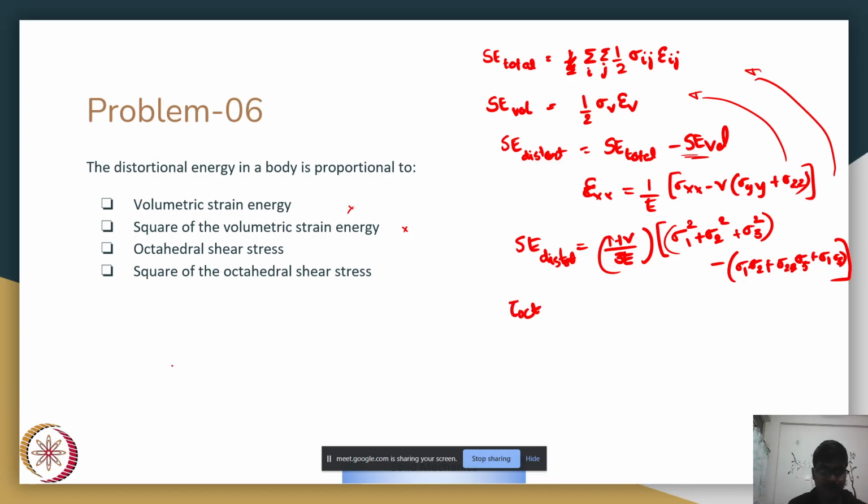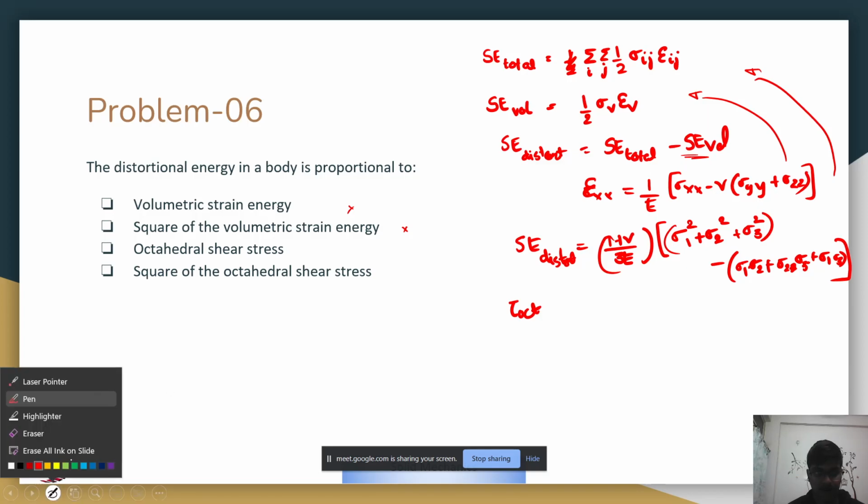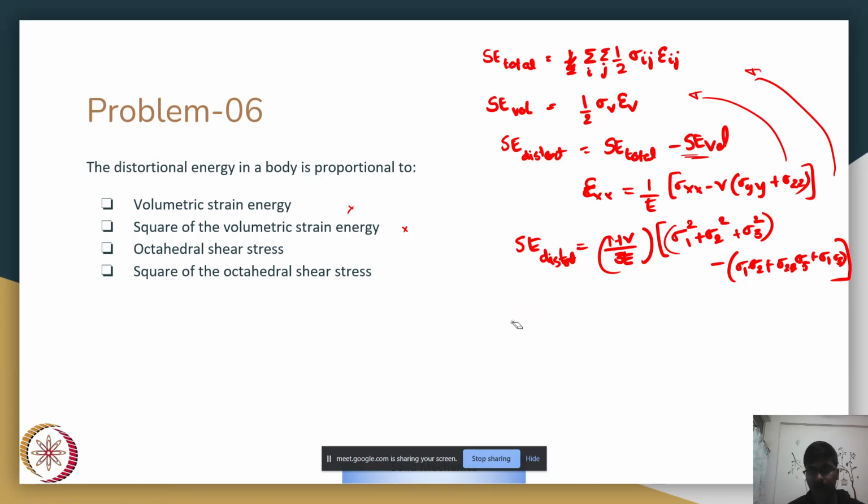So do you know what octahedral shear stress is, or do you want me to go through it? Yes, sir. Okay. Sorry, do you know, or you want me to go? I want you to explain it, sir. Okay, got it.